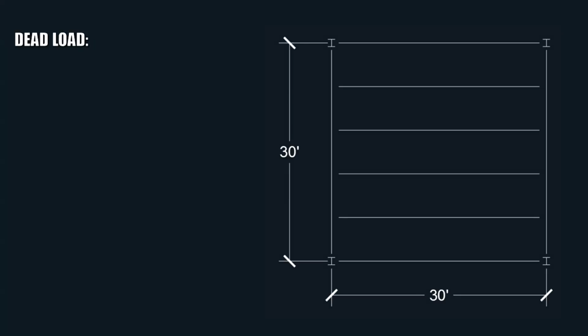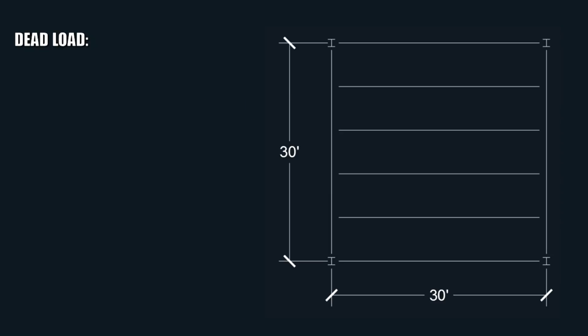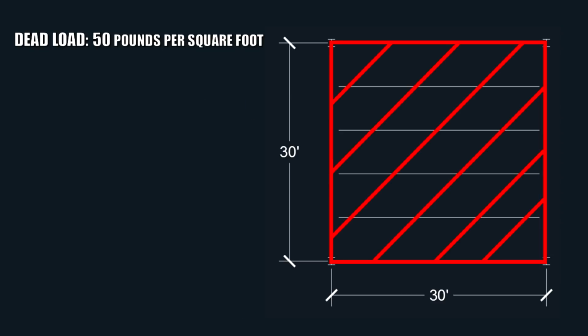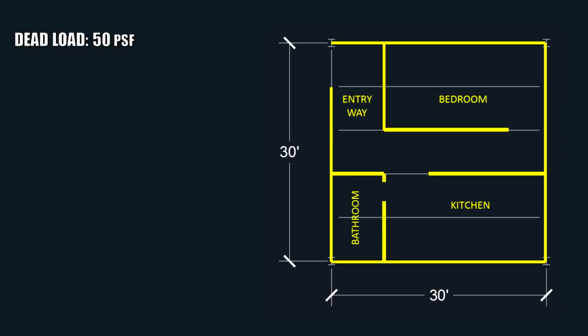Well, for our dead load, we would check the manufacturer's literature for the weight of the metal decking we're planning on using and the thickness of the concrete slab, but since this is a fictitious example, we'll just use 50 pounds per square foot, or PSF, which is fairly realistic even though it's completely made up. We also need to account for the weight of the non-load-bearing partition walls that are going to shape this apartment, so we add an additional 10 PSF to our 50 PSF to get a total dead load of 60 PSF.